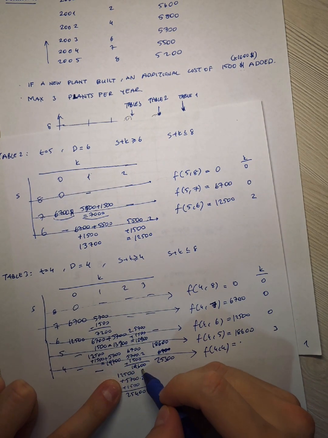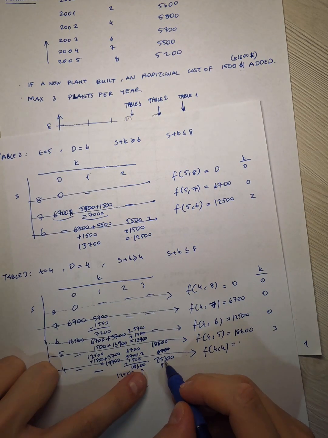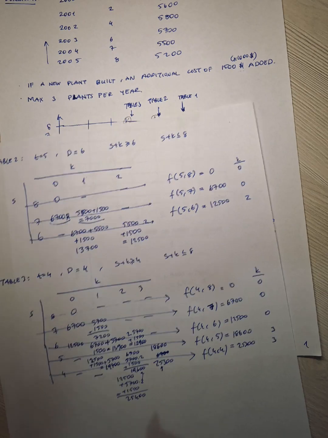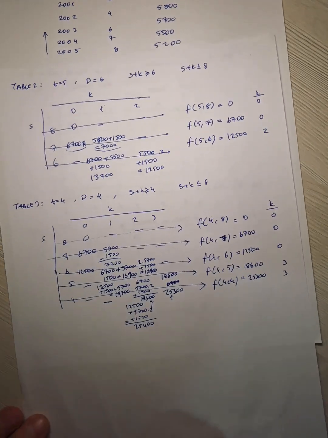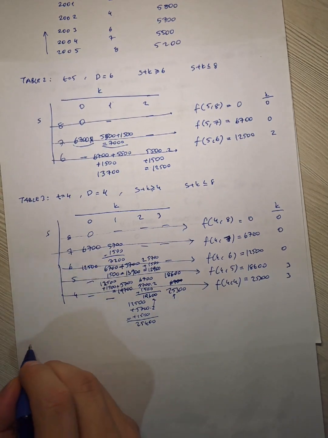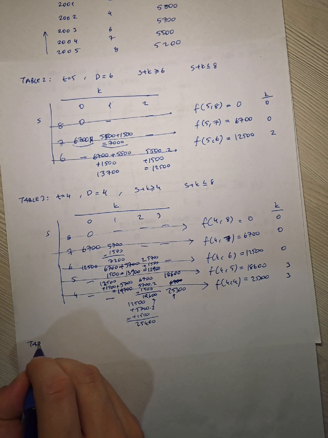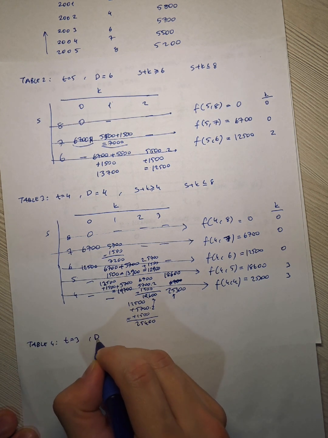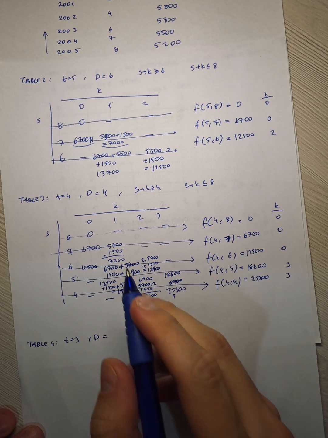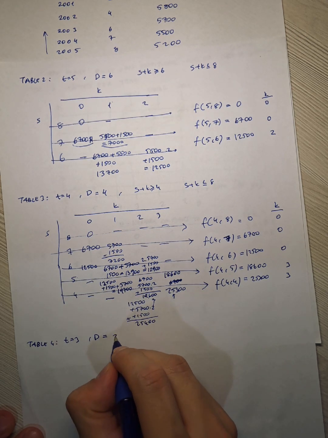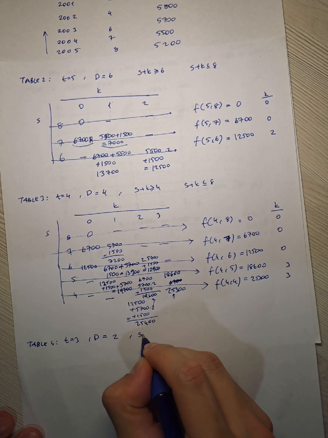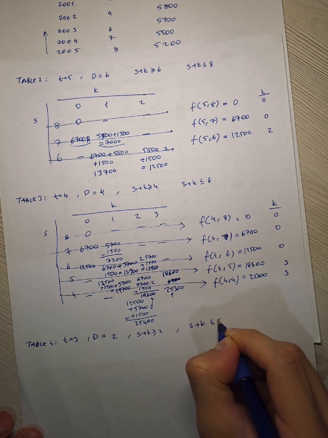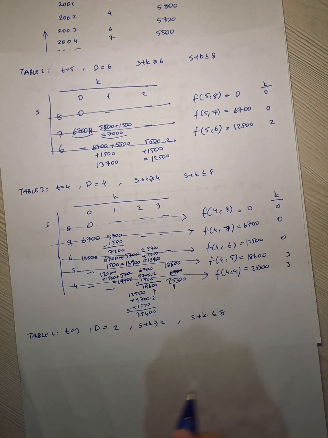No, okay, this is here, this is there. So this is the smallest one, 25,300, building 3. Okay, this time I will try to be neater. Table 4, times step 3. Decision, so not the decision, the demand is 2, s plus k is greater than 2, s plus k is smaller than 8.